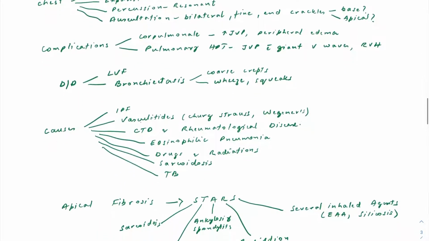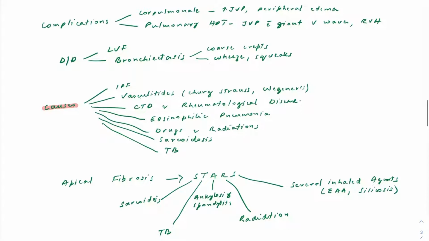Talking briefly about the causes of pulmonary fibrosis. On the top of the list, I put idiopathic pulmonary fibrosis because this is the most common cause. Pulmonary fibrosis can happen because of vasculitides like Sjögren's and Wegener's granulomatosis, connective tissue and rheumatological diseases. It can be because of eosinophilic pneumonias, drugs and radiation, sarcoidosis or tuberculosis. So these are some important causes of pulmonary fibrosis.